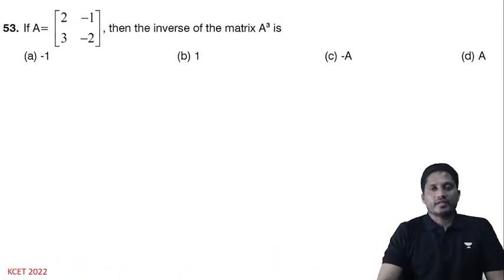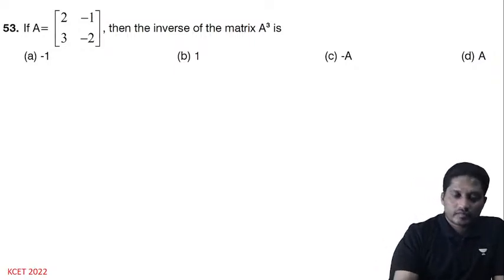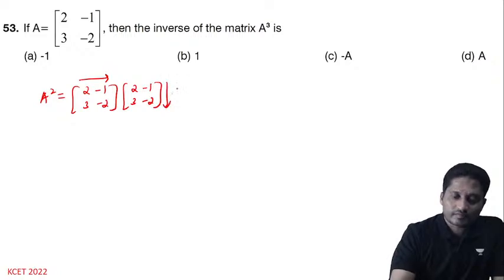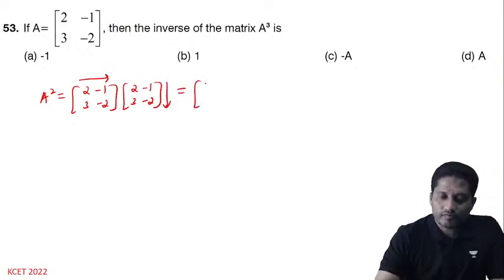Right? Question number 53. What is the inverse of A cube? First, I'll find out A square. A square is A into A. 2 minus 1, 3 minus 2. Again, this is 2 minus 1 and 3 minus 2. First row, first column. You will get this as 4 minus 3. And then you get minus 2 plus 2. 6 minus 6. Minus 3 plus 4. So you get 1, 0, 0, 1. You get I, unit matrix.